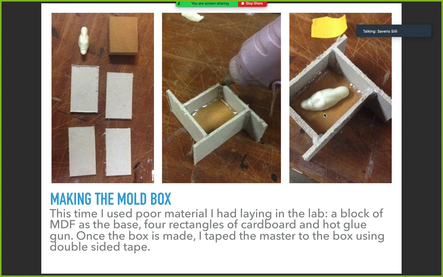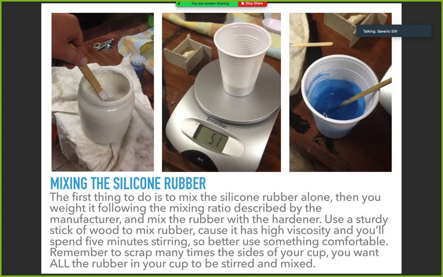It's really complicated to tell which material will float on which other material. It's not just like water and wood. So I was not sure, and so I just taped the object down, so I was sure it would not float in my silicone rubber once I poured it. Then I measure the silicone rubber, and I make the proportion with the hardener.